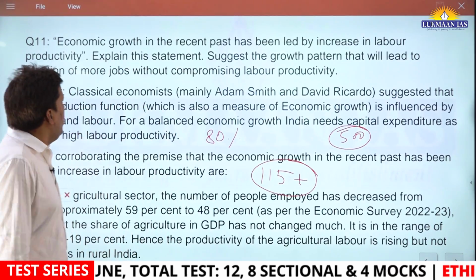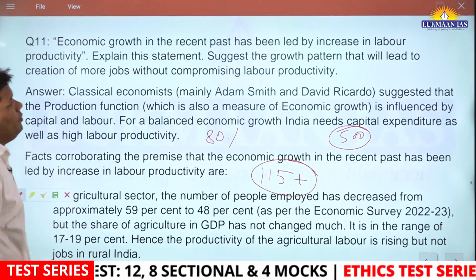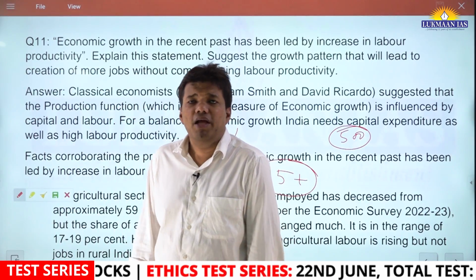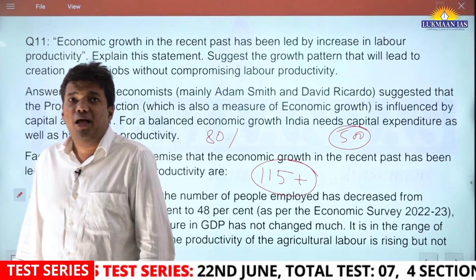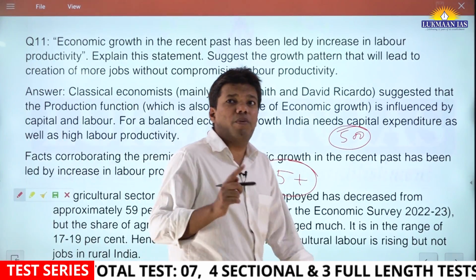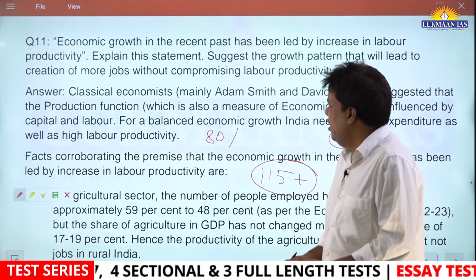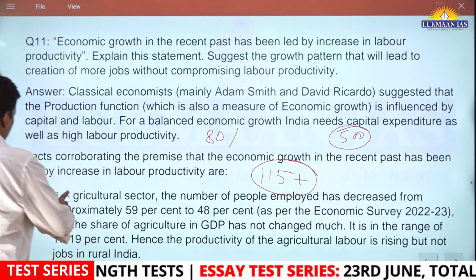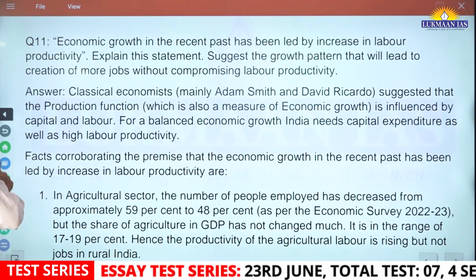So let's start with the question. Economic growth in the recent past has been led by the increase in labor productivity. This is what they are talking about. Explain this statement and suggest the growth pattern that will lead to creation of more jobs without compromising labor productivity. Let me tell you some simple economics before I move into this model answer.